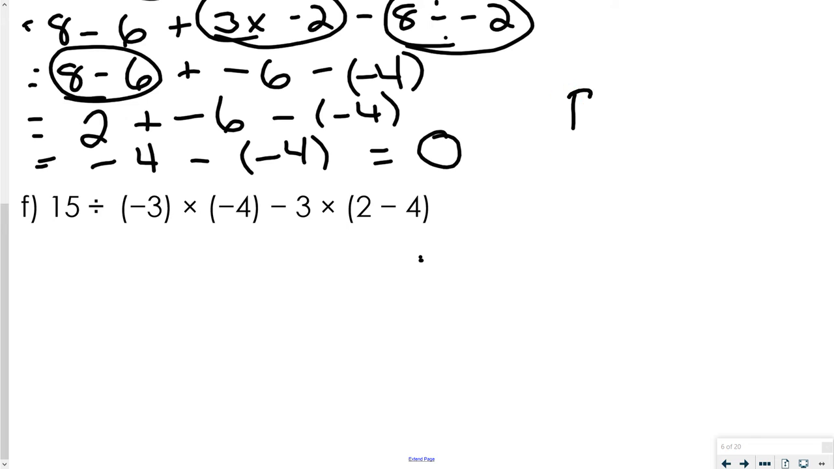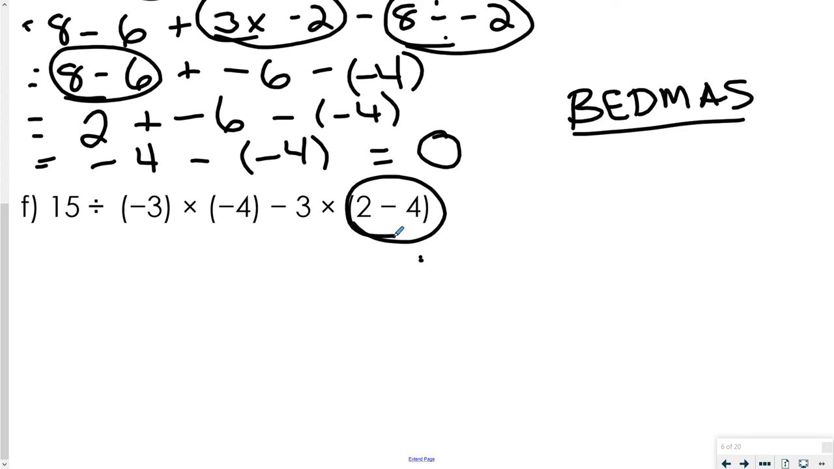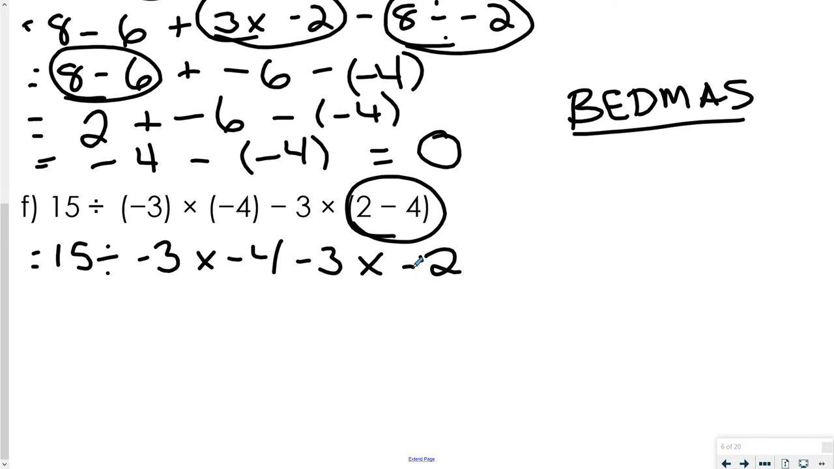So again, order of operations. 15 divided by negative 3 times negative 4 minus 3 times 2 minus 4. Order of operations says I do brackets first. The only operations in brackets are here, so everything else stays the same. Positive 2, subtract 4 means I'm going to be left with 2 negative.